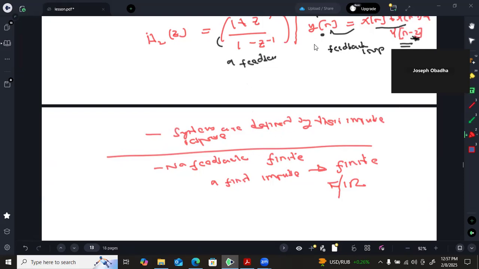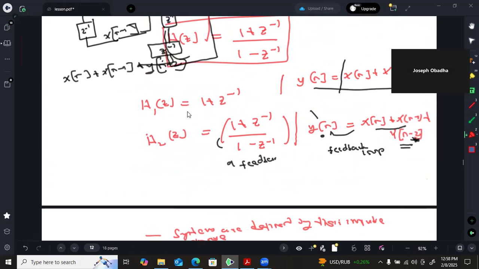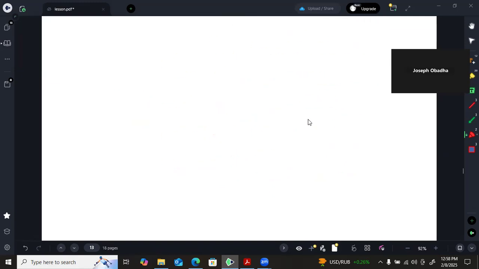And you can see that if we don't have a feedback, we are also not going to have poles in the transfer function, because we don't have the denominator. We don't have the denominator, we don't have poles. So what we call the finite impulse response filters have no feedback. In their transfer function, no poles. So they are always stable. The response is not infinite.